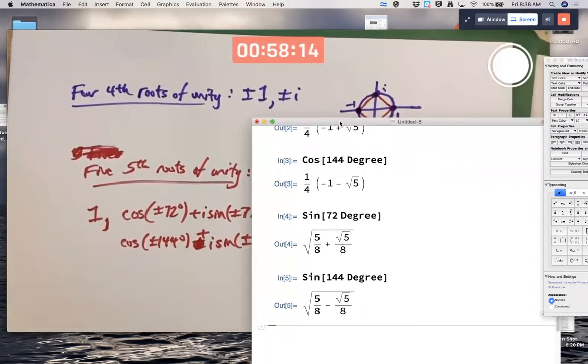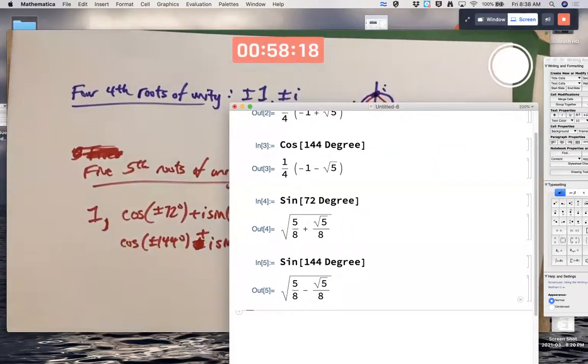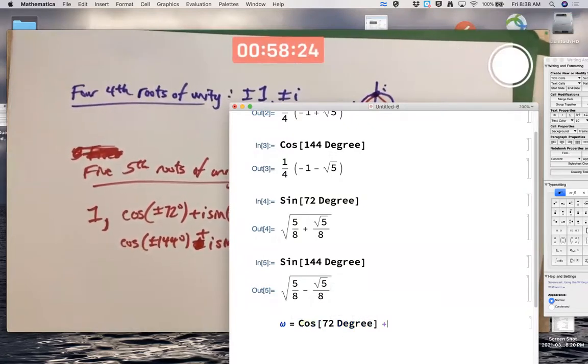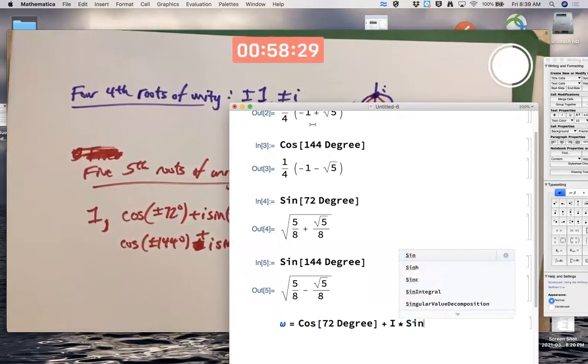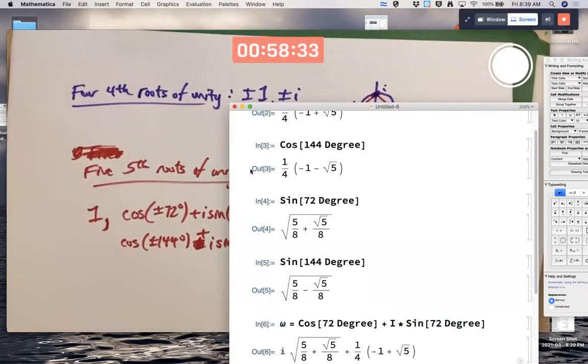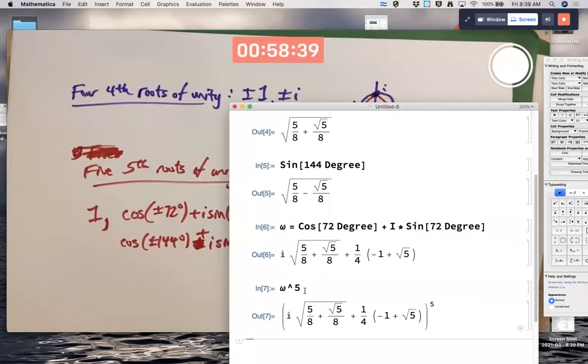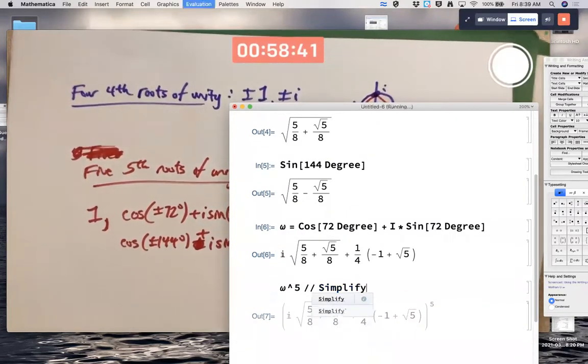Let's get Mathematica to check that one of these really does work here. If I let omega equal cos 72 degrees plus I, capital I is the imaginary unit in Mathematica, sine of 72 degrees. And if I compute omega to the 5th power and simplify, I get 1.